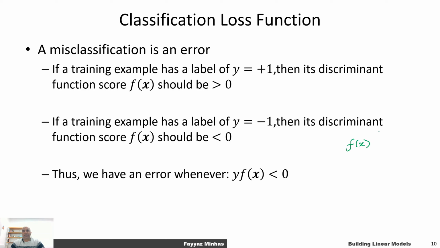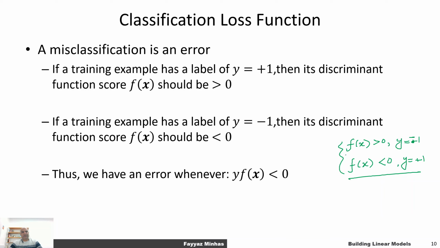which I call f of x, or the output of the discriminant function, is greater than 0, but the corresponding label was plus 1. Similarly, we have an error when the output is negative, but sorry, I messed up here. So this should be minus 1, and if the output is negative and the corresponding true label is positive, then we have an error.